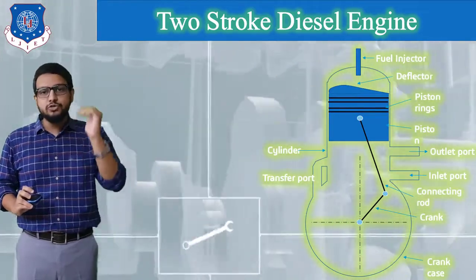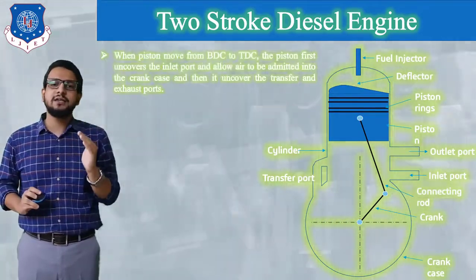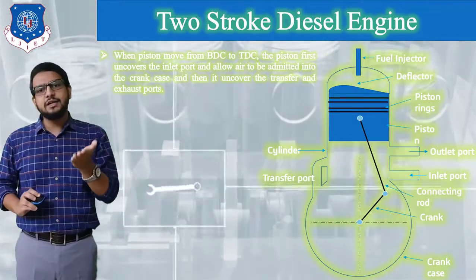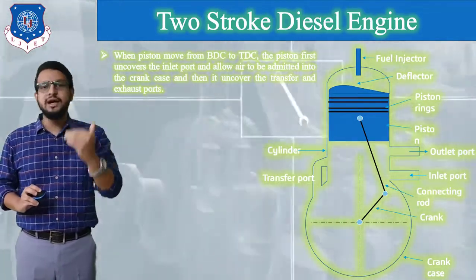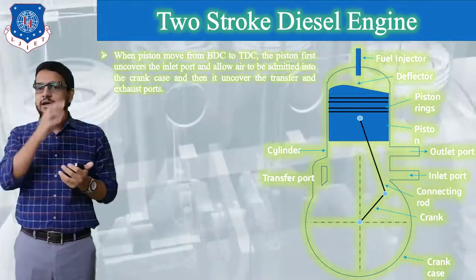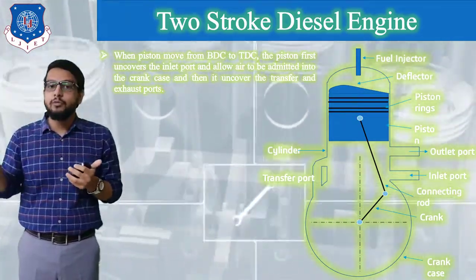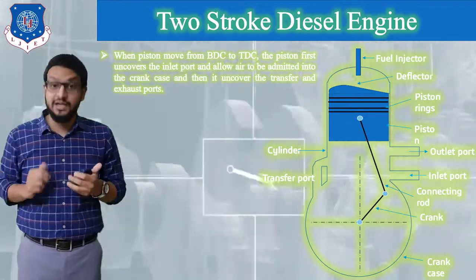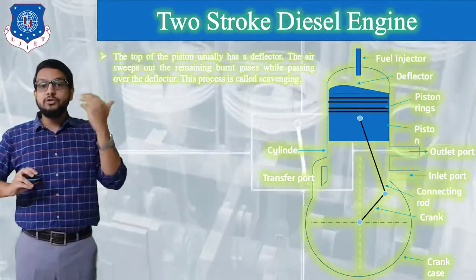But when it moves towards the top side, it first strikes the deflector. When it strikes the deflector, it will push that air on the top side of the cylinder so that the air doesn't get out through the outlet port, which was open simultaneously. Okay, now what is going to happen?